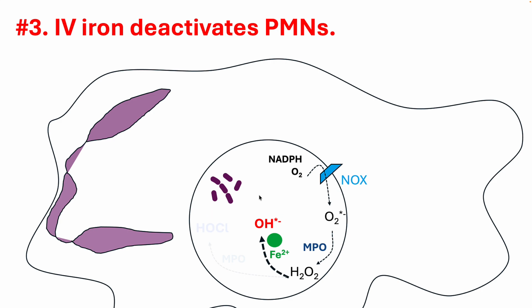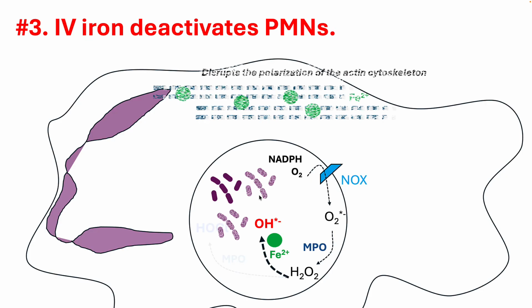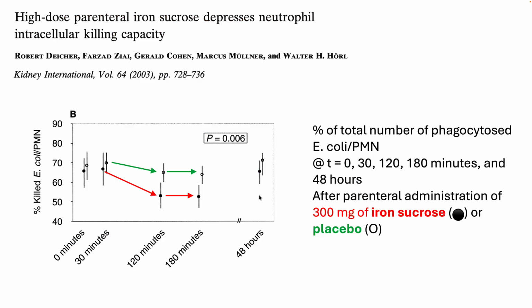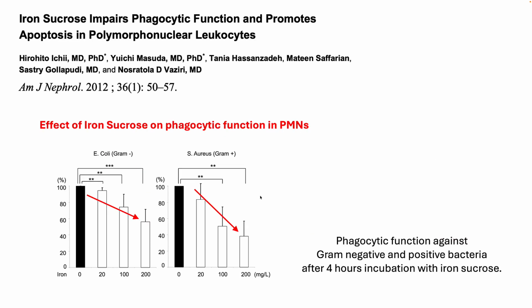So instead of killing bacteria, PMNs now have to focus on neutralizing the free radicals generated by IV iron rather than neutralizing these bacteria. Further, excess iron disrupts the polarization of that actin cytoskeleton, which neutrophils need for a chemotactic response. And there are many basic science research suggesting that IV iron may decrease phagocytosis in both gram-negative and gram-positive organisms.